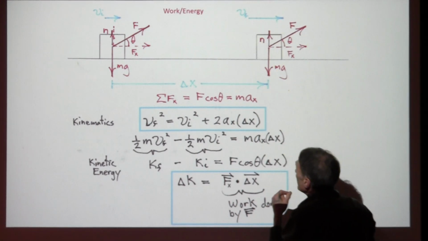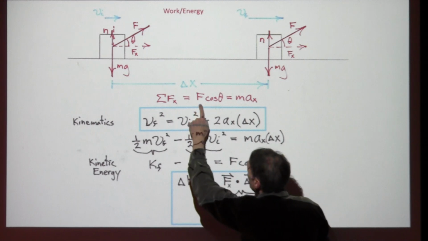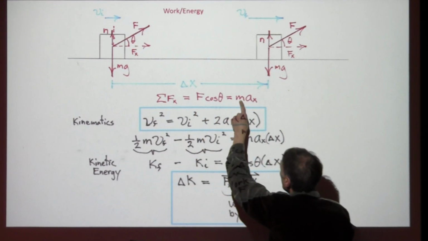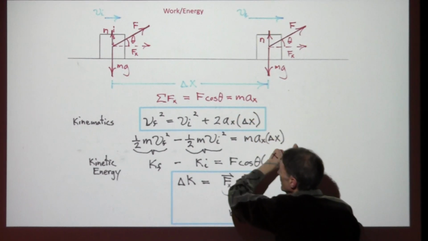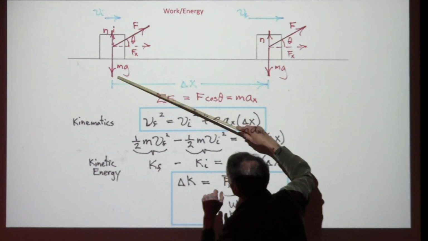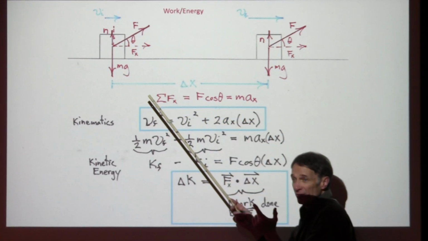So keep in mind that the force F times the cosine of theta is just going to be equal to the mass times the acceleration in the x direction. Simple. What about these other things, the normal force and mg? What are they doing for us?